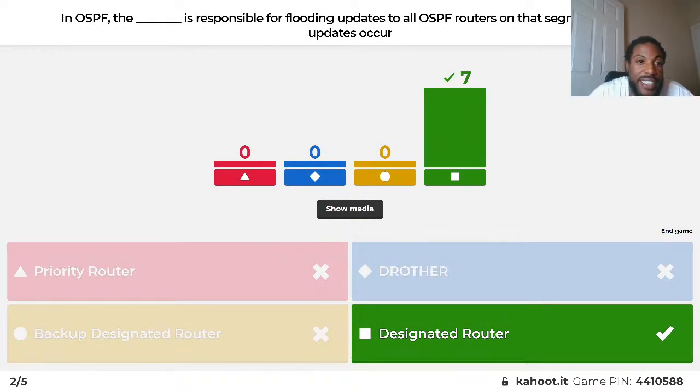All right, so y'all mostly got that. All y'all got that correct. That's good. In OSPF, the designated router is responsible for flooding updates to OSPF routers on that segment as the updates occur, just like what we were doing today with the lab. The designated router is the one that all the other routers sync their link state database to, and it is responsible for flooding those updates, right?